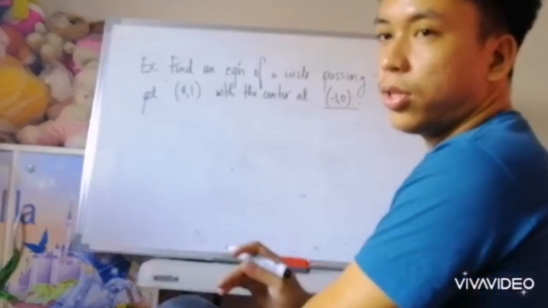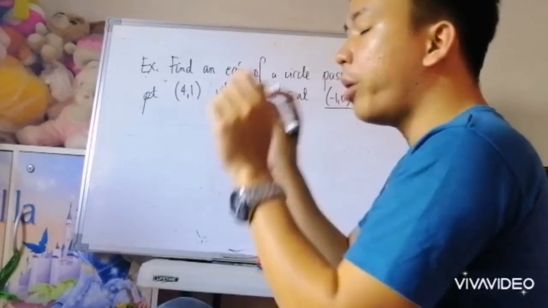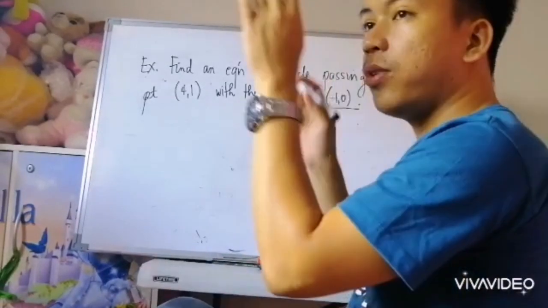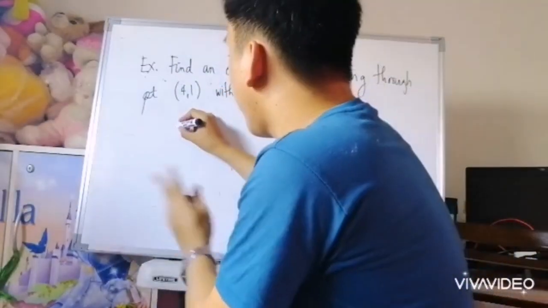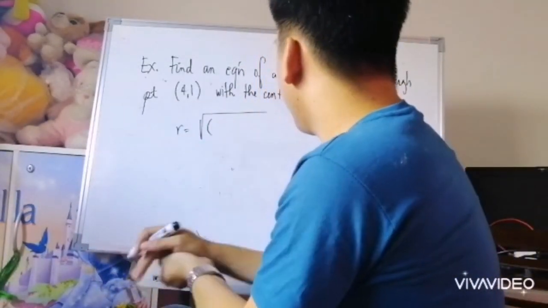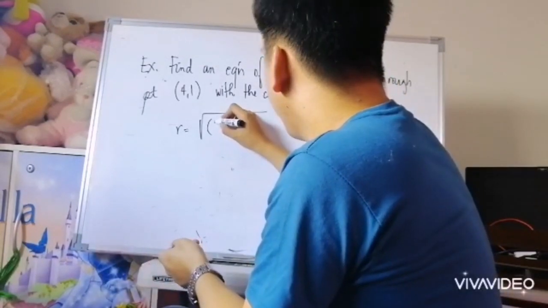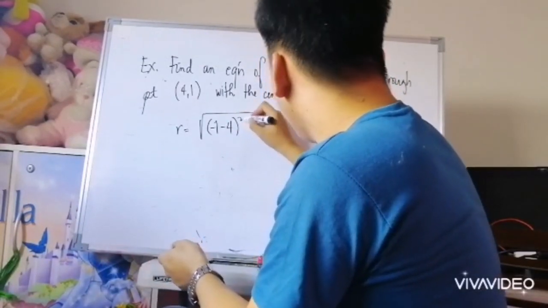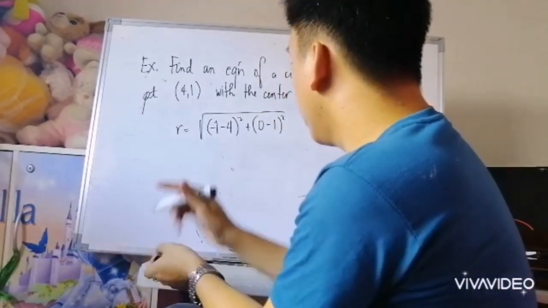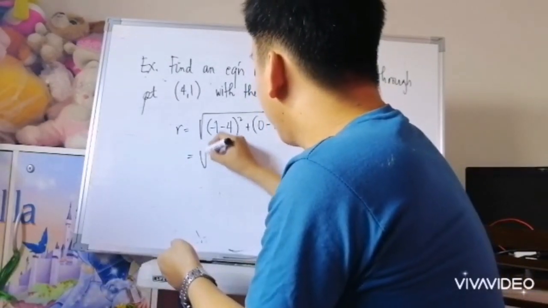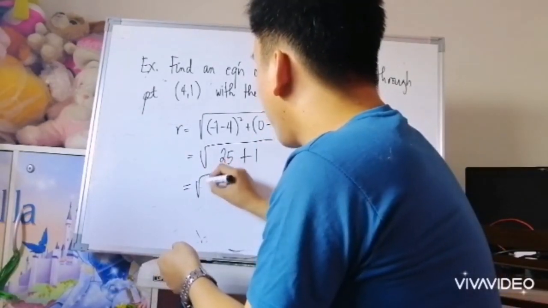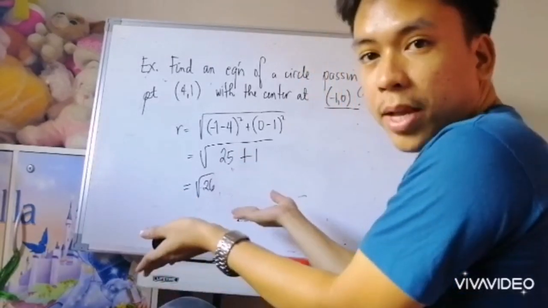Remember that you're given already a center, so you don't have a problem with the center anymore. Your problem is to get the radius, but again, the radius is the distance from the center to any point, and this is already the point, so you'll just get the distance between these two points. So this is square root of (negative 1 minus 4) squared plus (0 minus 1) squared. So I shall get square root of 25 plus 1, so I shall have square root of 26. So I have now my radius.